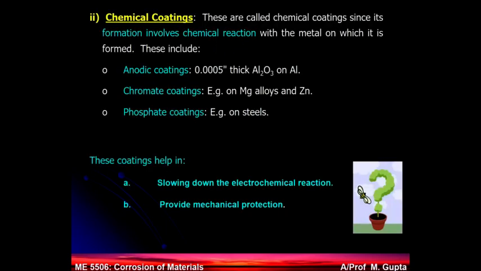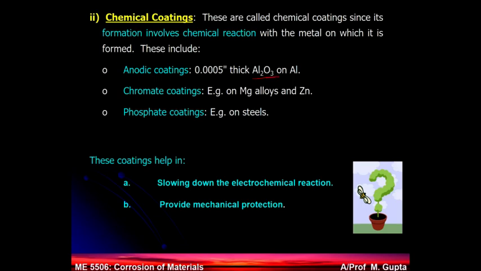Chemical coatings. The coatings, when you apply them, establish a chemical bond with the metal. They are called chemical coatings. That's why the term is chemical coatings. Anodic coating, for example.